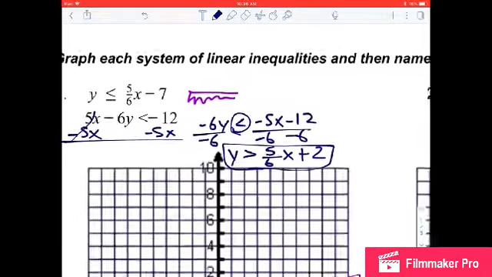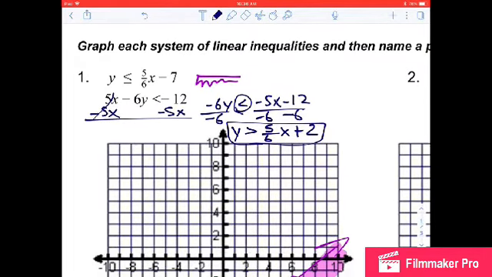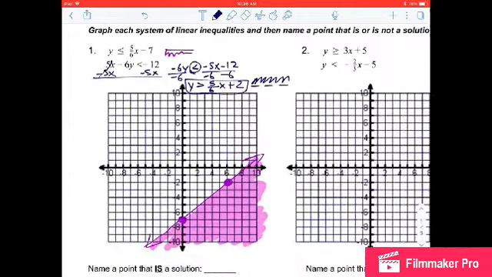And so in that second one, it's going to be a dotted line this time, and it's going to be above that line. Okay? And so in that case, I've got positive 2 going that way, and then up 5 over 6, which is right there. And so that's going to be a dotted line going through there. And I should be shading above this time.